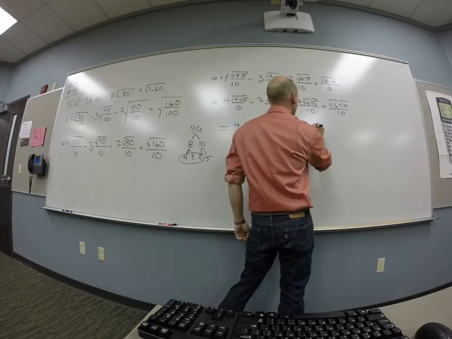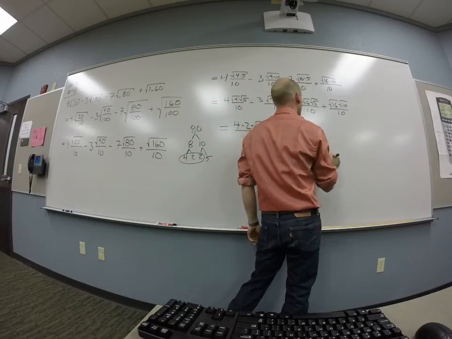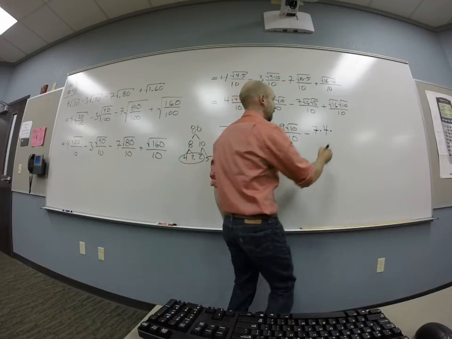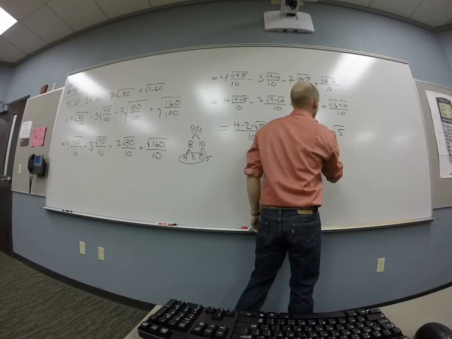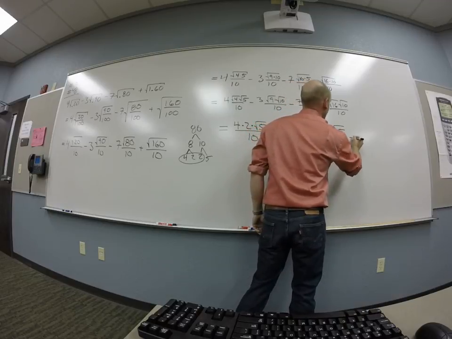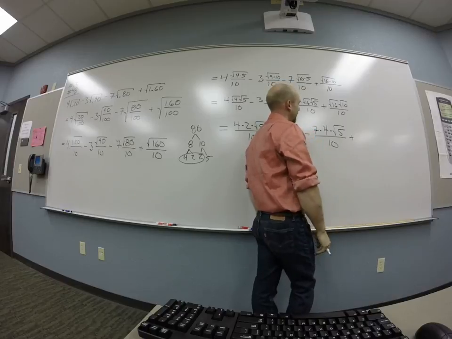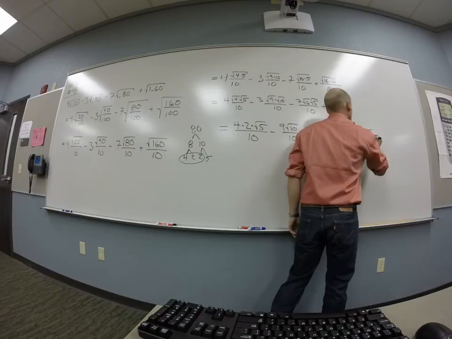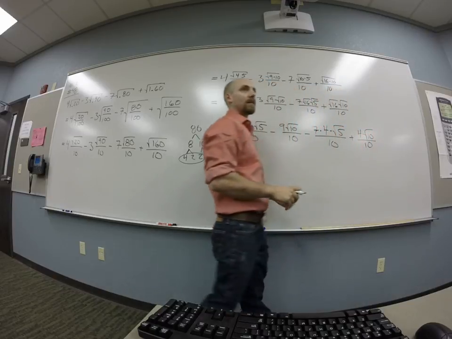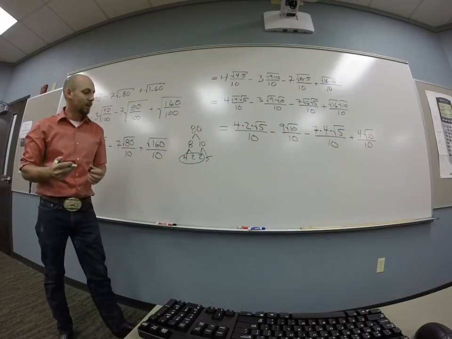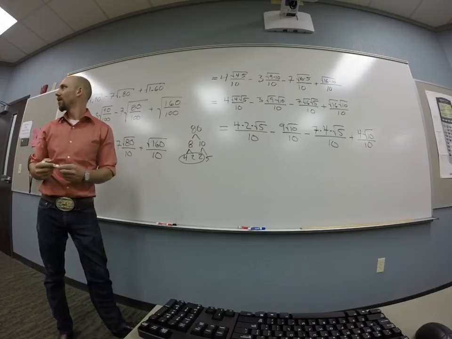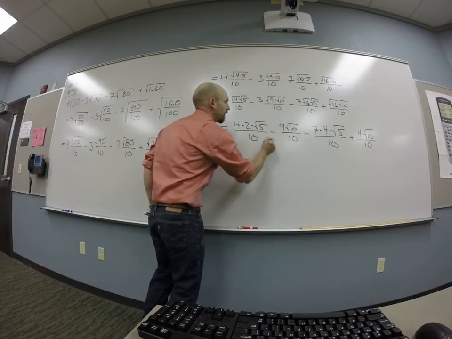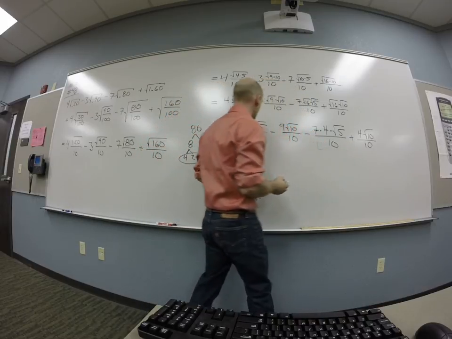Okay, then I got minus 7 times 4 times 4 times root 5, and that's over 10. And then this next guy is what? 4 square root of 10s over 10. Okay, so what are my like terms? A lot. 5 and 9 and 4 and 2. Yeah, so this guy and this guy are like terms.